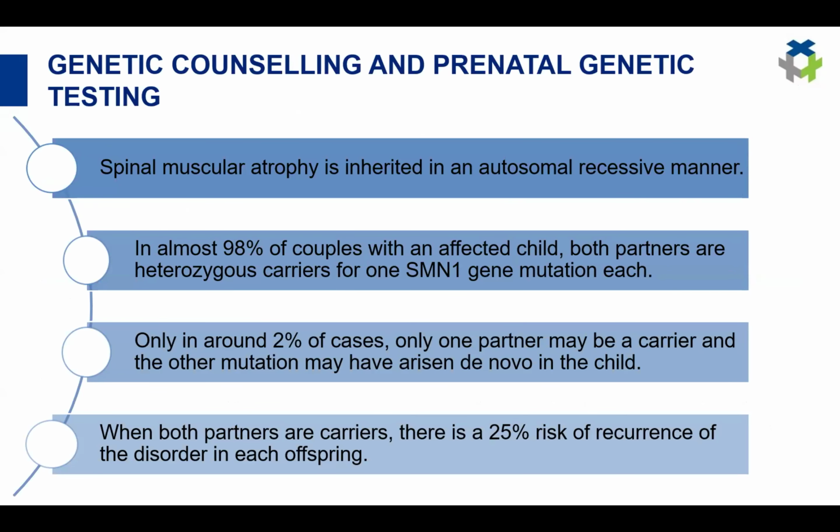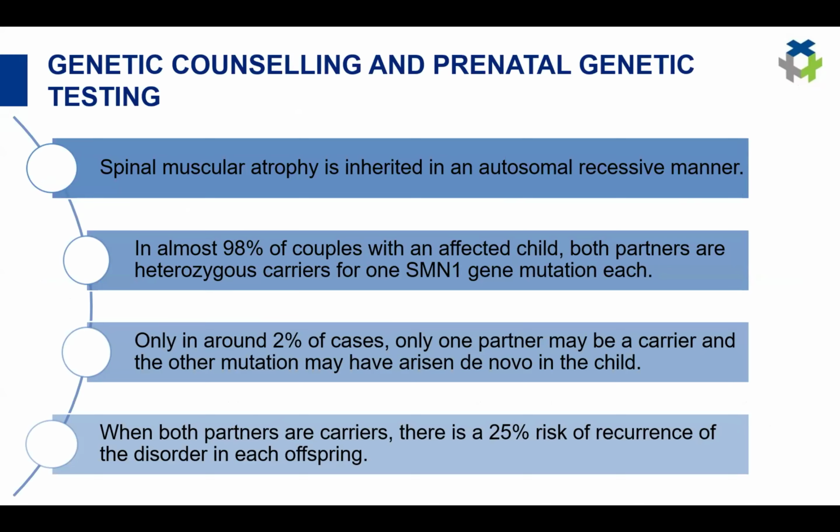SMA is usually inherited in an autosomal recessive manner. In almost 98% of the couples with an affected child, both partners are heterozygous carriers for one gene mutation each. Only in around 2% of the cases, only one partner may be a carrier and the other mutation may have arisen de novo.